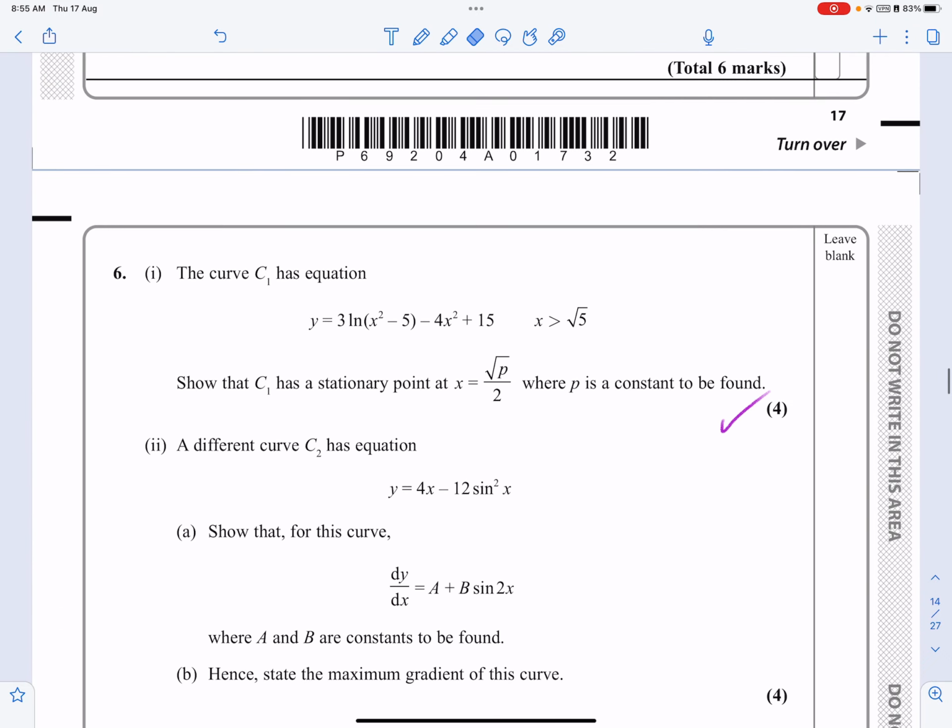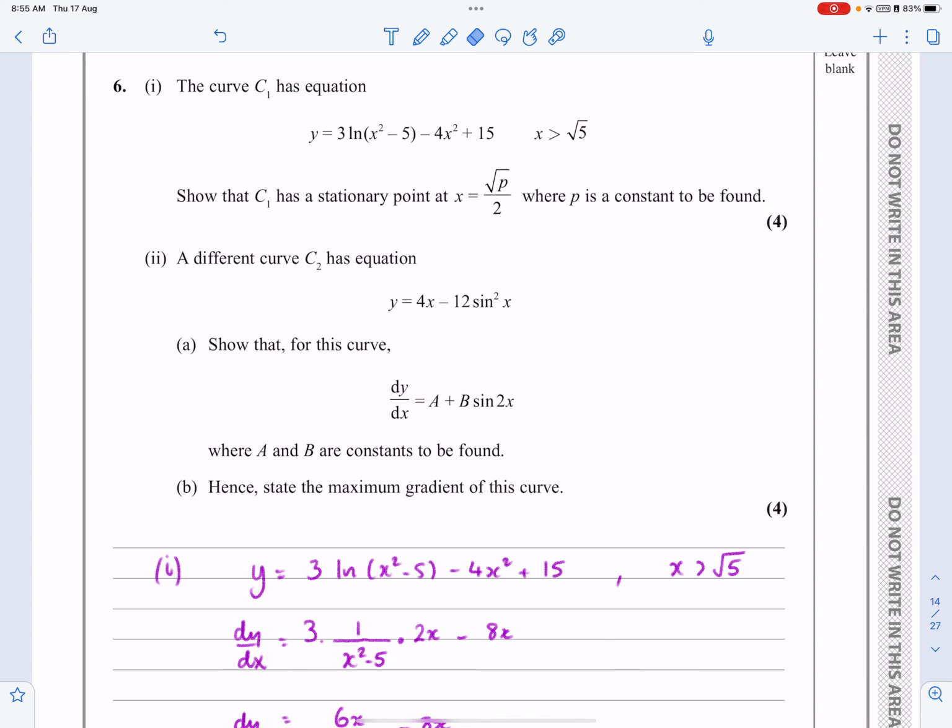Okay, not too bad. A relatively straightforward question for question 6. Hopefully that all makes sense.